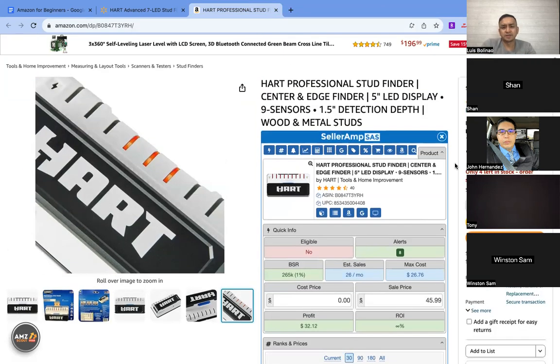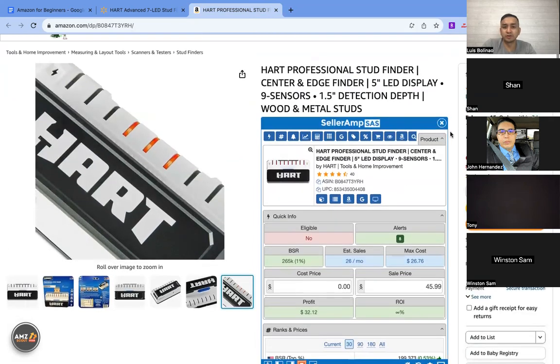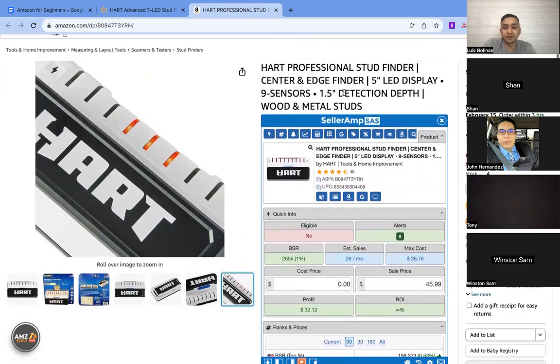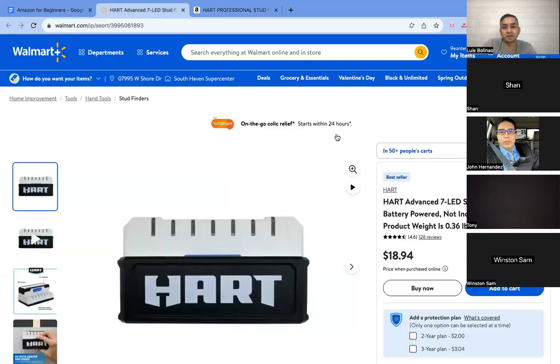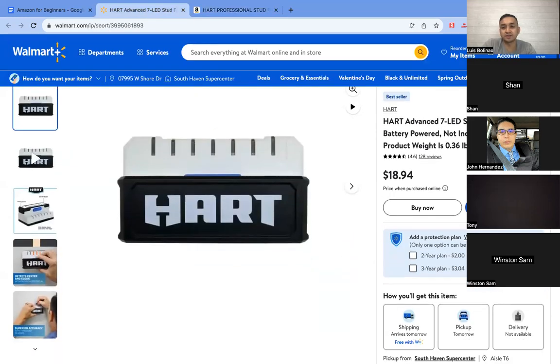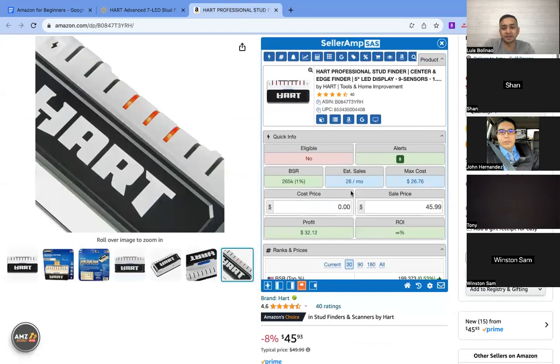What is this? Oh, it's a tool. It's a stud finder, I think. This one is about $18.94 from Walmart, so we plug this number in here, 1894.